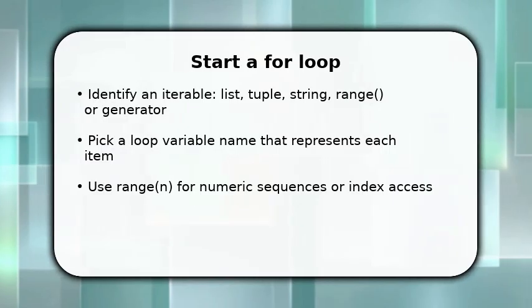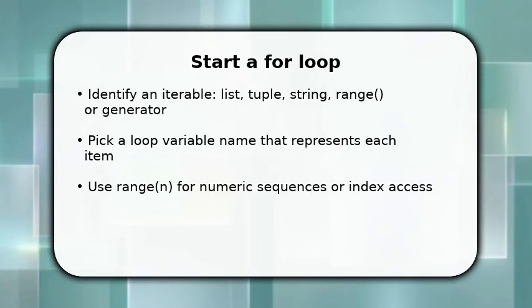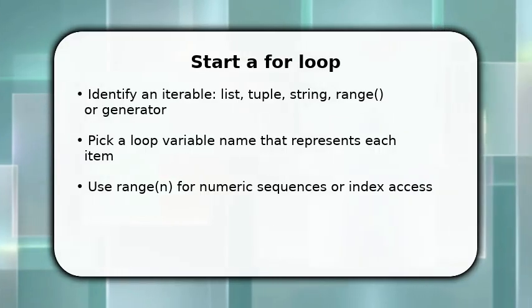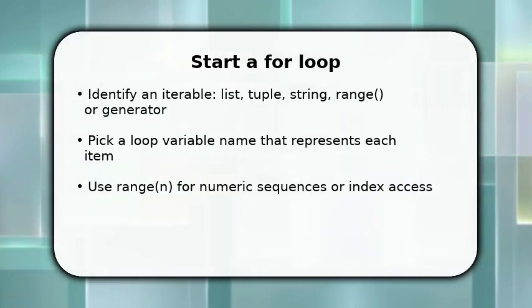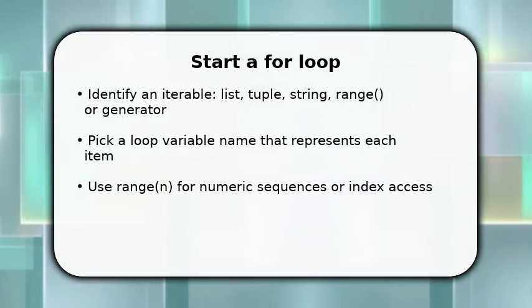Make sure to choose a descriptive variable name so you and others know what each element represents. Also, when you need indices, use for i in range, len iterable, and access iterable i. This gives predictable numeric control.